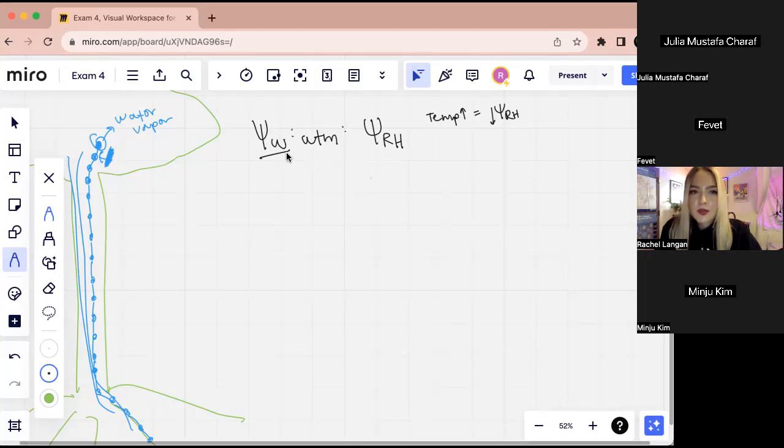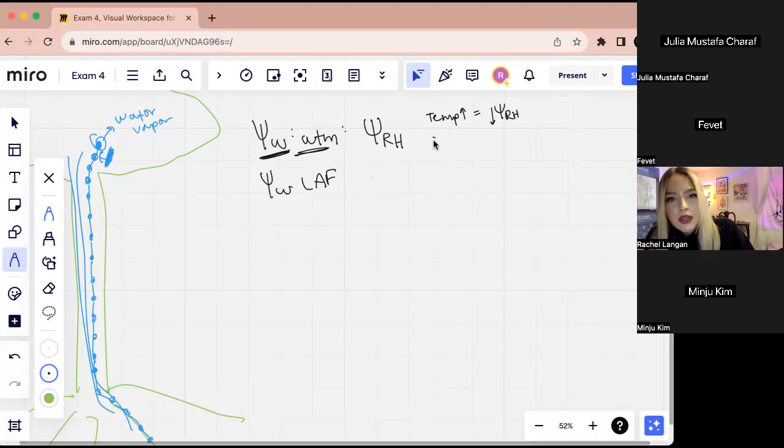So what does that mean for water movement? Well, if the water potential of the air is lower, that's going to increase the gradient between the water potential of the atmosphere and the water potential of the leaf airspace. So that will increase flux of water.